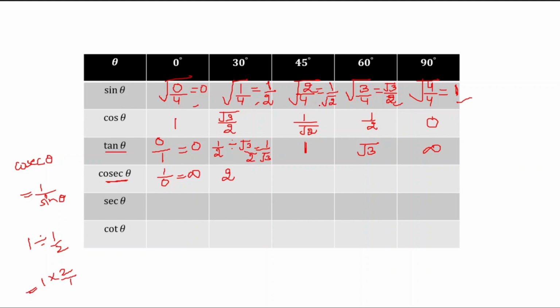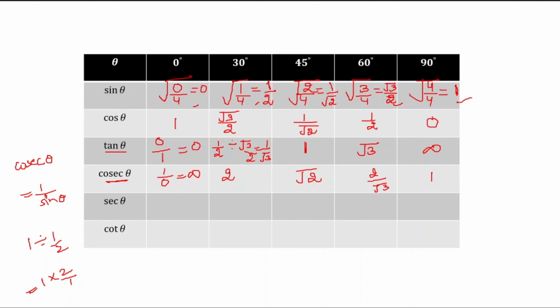Similarly, sine 45 is 1 by root 2. Cosecant 45 would be 1 divided by 1 by root 2, which is 1 into root 2 by 1. That's why root 2. Your sine 60 is root 3 by 2, so cosecant 60 would be 1 divided by root 3 by 2. Basically, the reciprocal of sine theta, so it's 2 by root 3. Your sine 90 is 1, so cosecant 90 is 1 over 1, which is 1 itself.